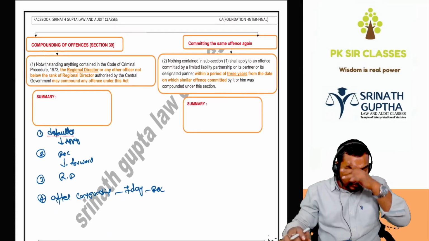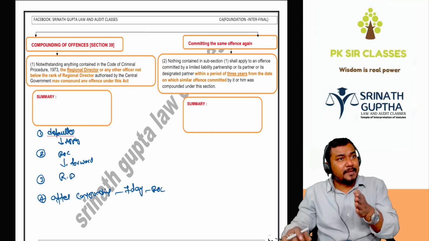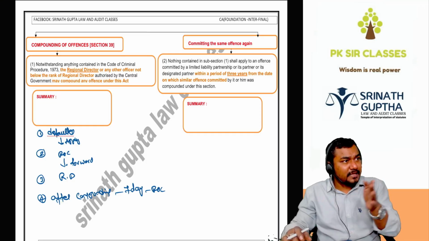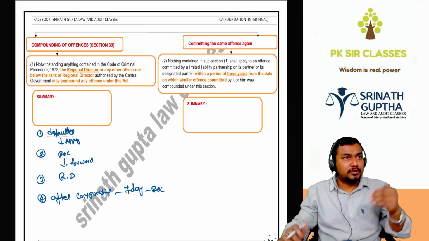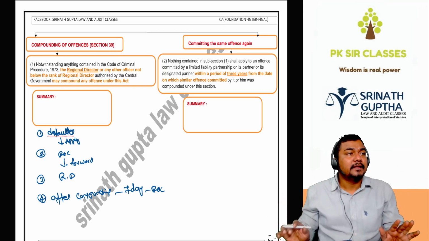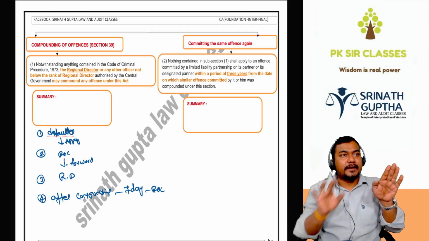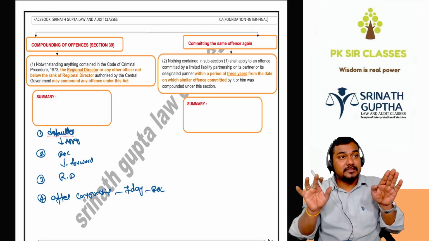Next, compounding of offences. Compounding of offences means out of court settlement, in order to avoid imprisonment. Both parties can discuss and close the issue. That is called compounding. There are two kinds of offences: compoundable offences and non-compoundable offences. If it is murder or rape, it is a non-compoundable offence, and you have to go to jail for sure.